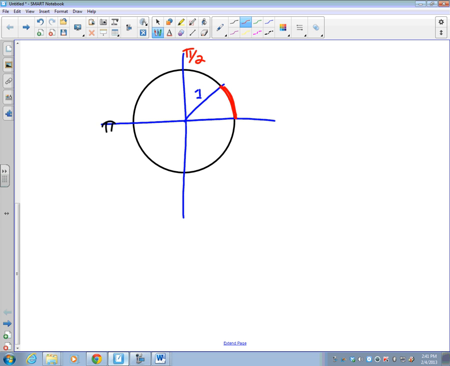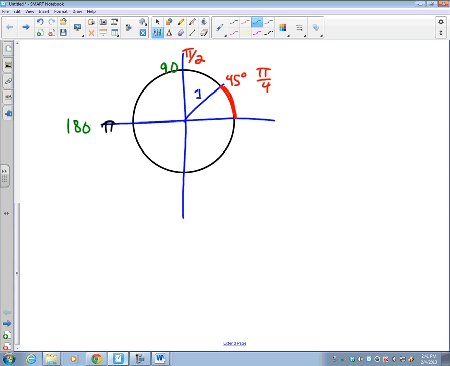Let's say this angle was 45 degrees. That would actually be pi over 4, wouldn't it? Because it would be half of pi over 2. Get the connection? Pi would be 180. I'll put the numbers here. Pi would be 180. Pi over 2 would be 90. And if I took 45 degrees, it would be pi over 4.